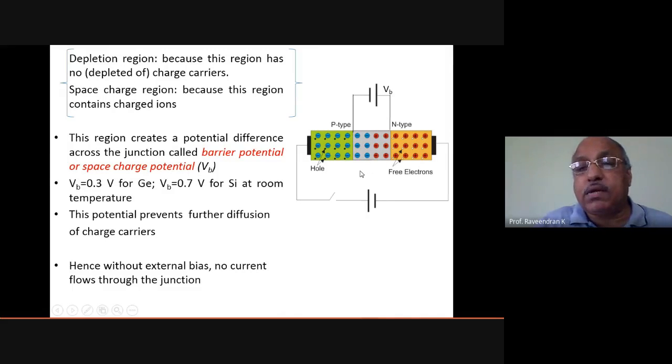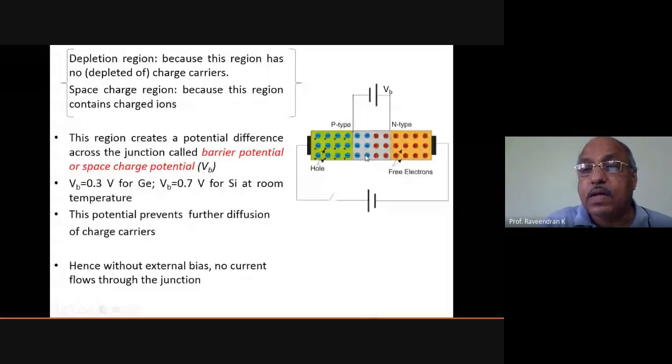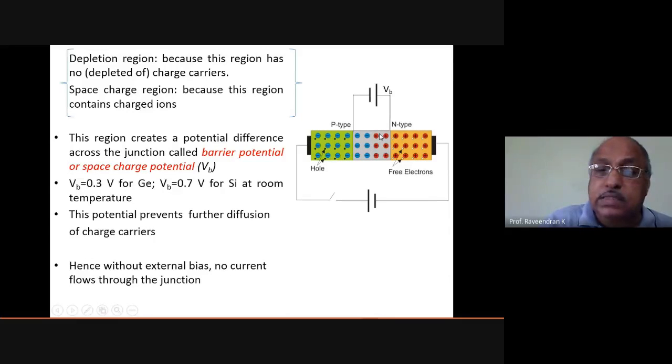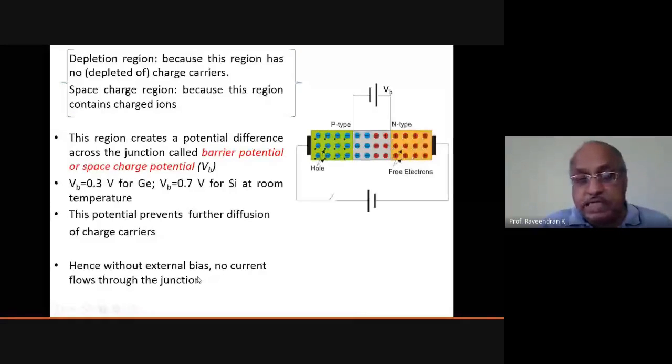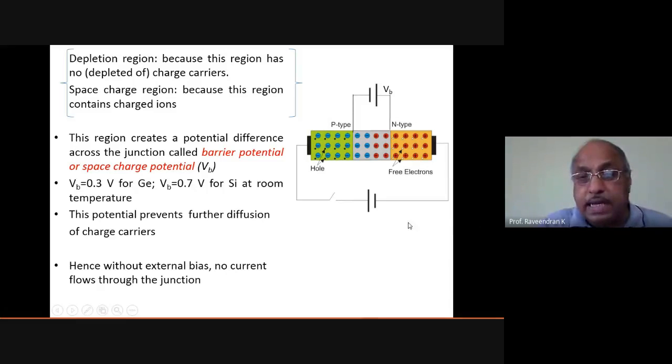And that actually helps prevent further diffusion of electron hole pairs like this. Understand? So that actually prevents the electron hole pairs from diffusing further. Hence, without external bias, or without giving an external voltage here, or if the switch is opened, there is no voltage applied here, there will be only the barrier potential which is created at the space charge region of the PN junction. Understand?